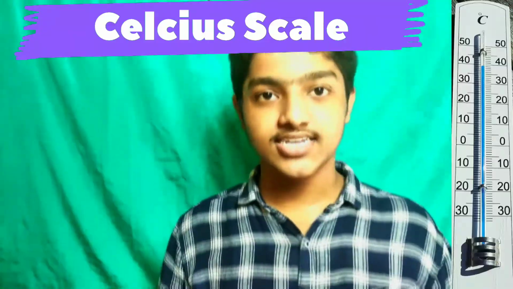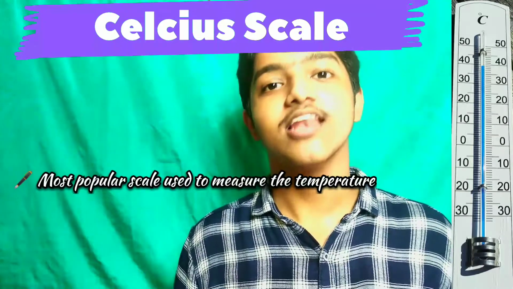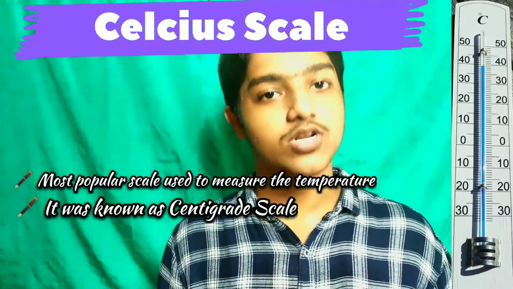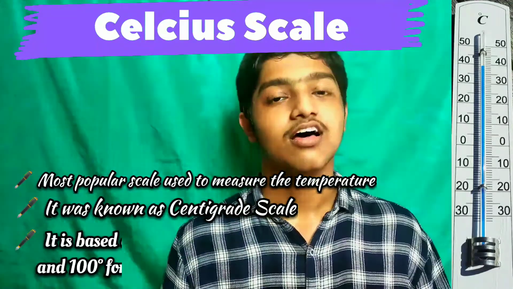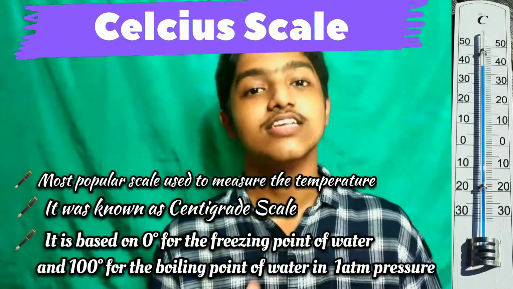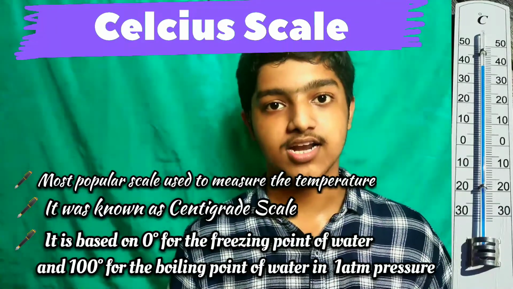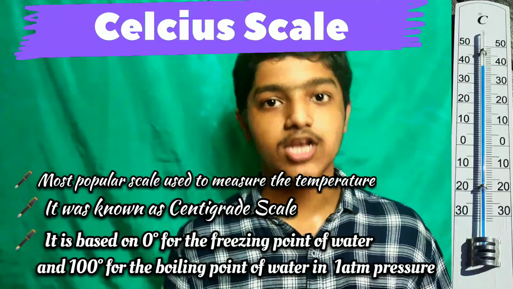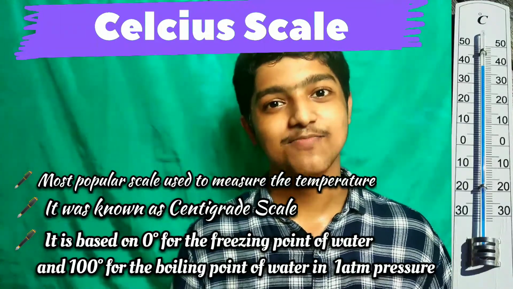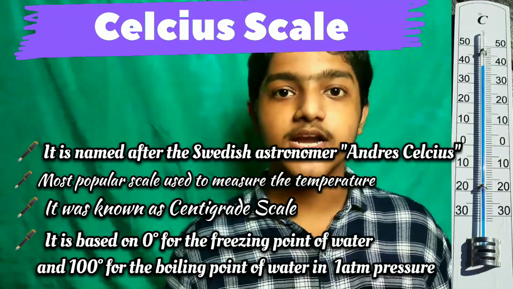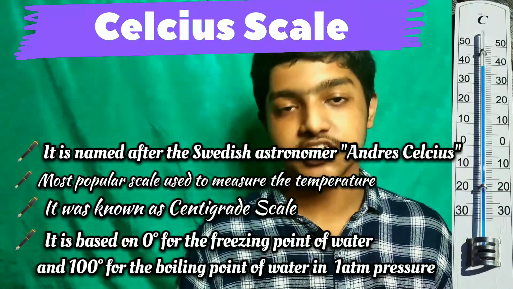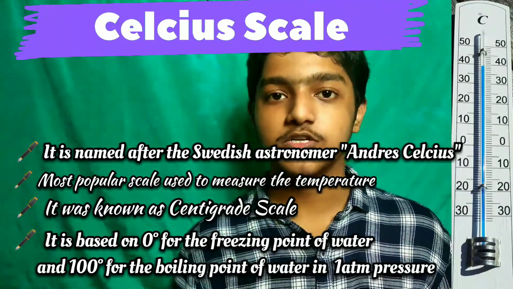Now let's see the specialities of these scales. Celsius scale. It is the most popular scale used to measure the temperature. It was originally known as centigrade scale. The Celsius scale is based on 0 degree for the freezing point of water and 100 degree for the boiling point of water in 1 atm pressure. It is named after the Swedish astronomer Anders Celsius, who developed it in 1742.